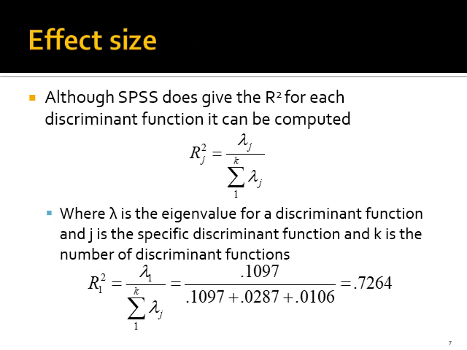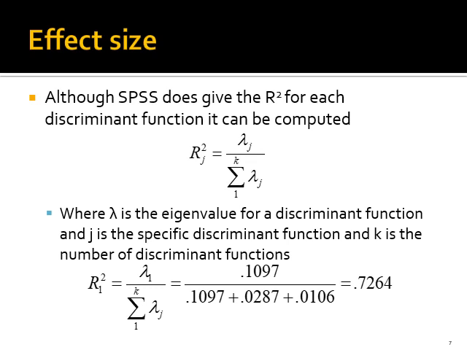Now, effect size. SPSS does not give us an R-squared for each discriminant function, but it can be computed. So again, we want to know how much variance each predictor is explaining. And the way we calculate the R-squared for each particular function or factor is we simply would take the eigenvalue for the discriminant function divided by all of the eigenvalues of the functions that are significant in the model. So if we had 3 significant functions, one with an eigenvalue of 0.1097, another 0.0287, and one 0.01006, we would add those together. That would be the bottom of the equation.